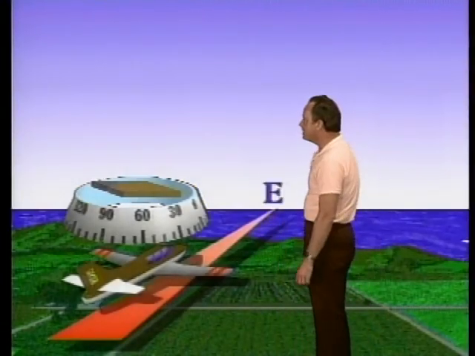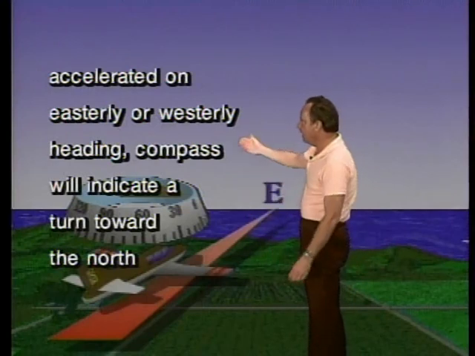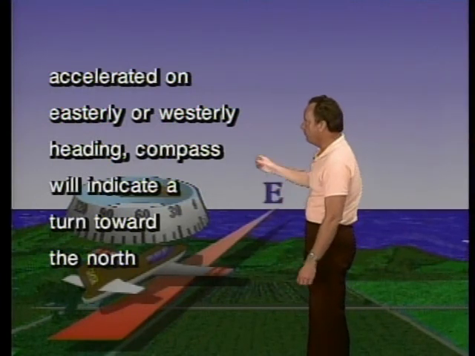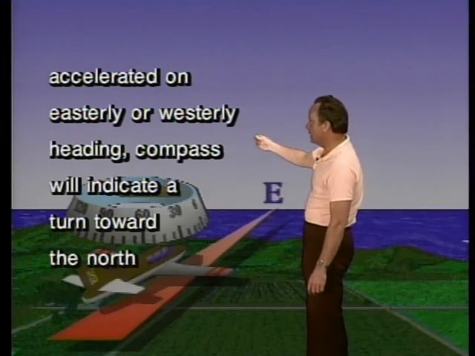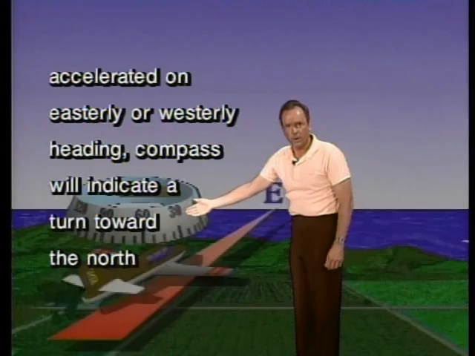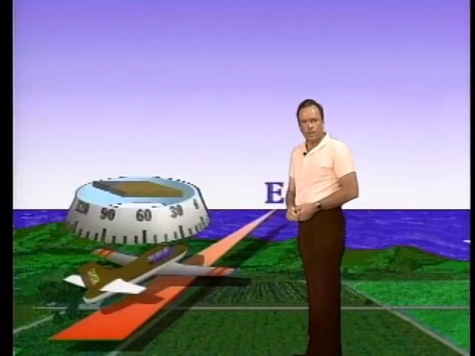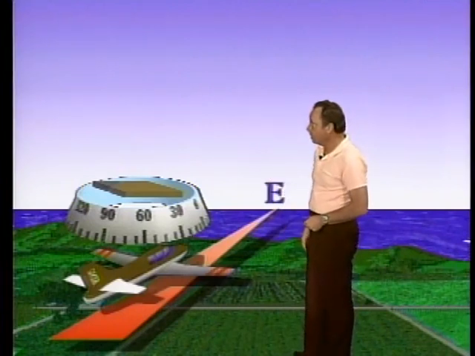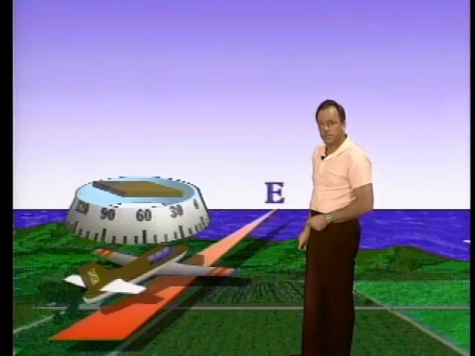If the airplane is accelerated while on an easterly or westerly heading, what will the compass indicate? Well, if you accelerate on an easterly or westerly heading, ANDS tells you you're going to show a turn towards the heading of north. Now normally the compass can't dip down into the Earth. It wants to dip down into the Earth when you're away from the equator. Normally it can't dip down into the Earth because it's on an axis.